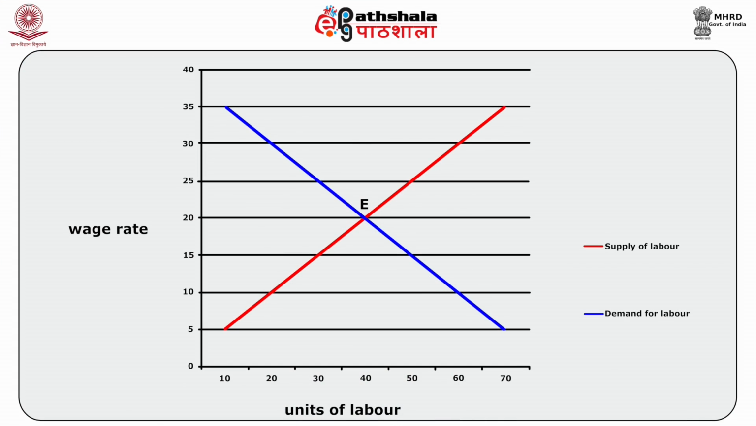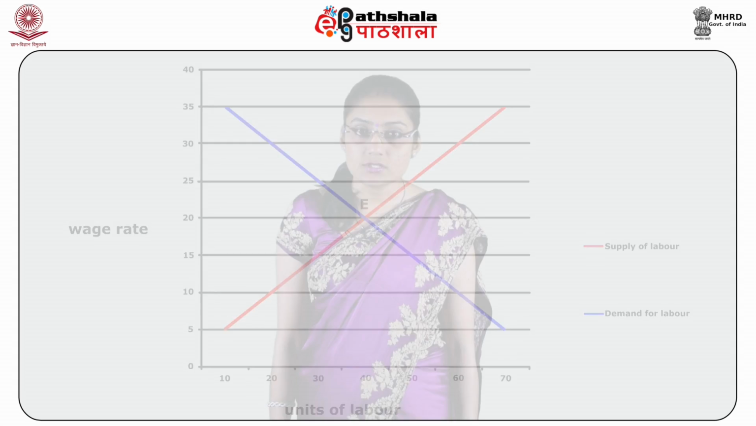The figure represents a labor market where the demand curve and supply curve of labor are given. The equilibrium is marked as capital E, which is the point of intersection of both the curves. At E, labor demand is equal to the labor supply. In such a scenario, there is no involuntary unemployment. At any point above E, there will be unemployment.